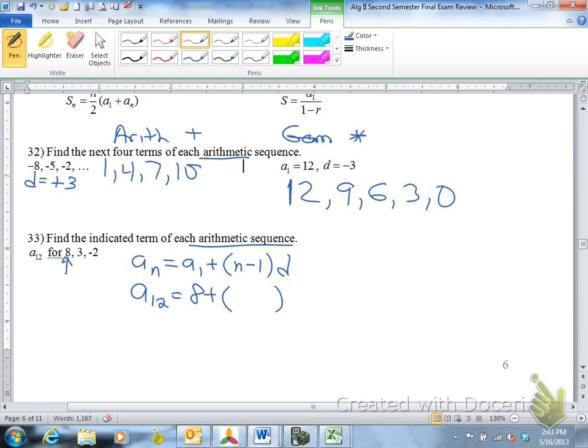So if you're looking for a sub 12, 12 is the last term. The first to the 12th would be 12 terms, 12 minus 1. And d, if you're going from 8 to 3, you are subtracting 5. So d is -5. So you would have 8 plus 11 times -5, which is -47.